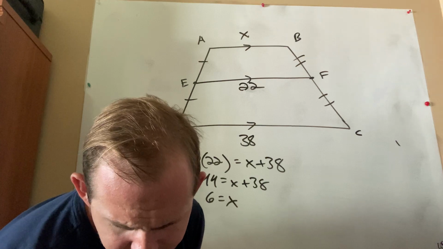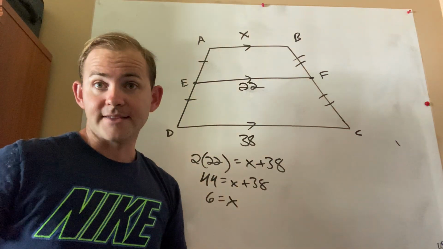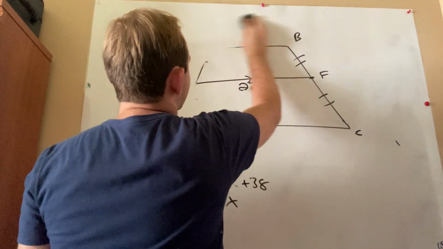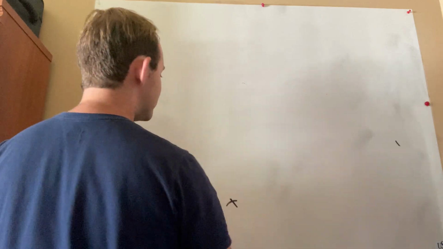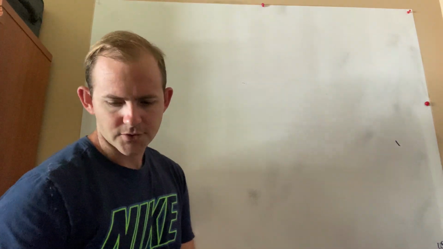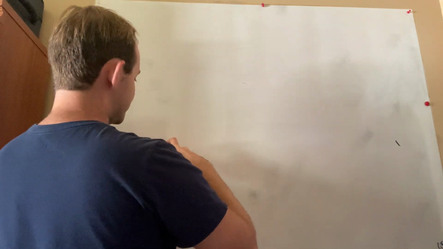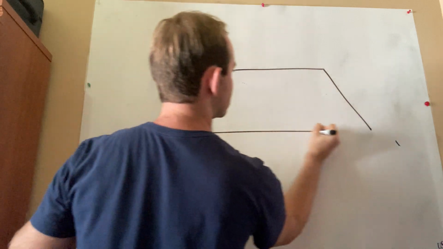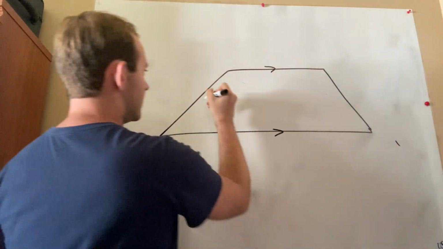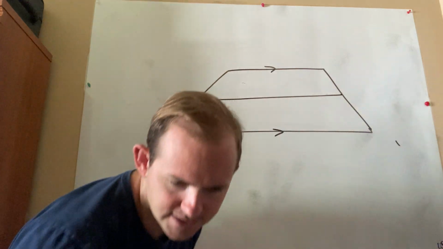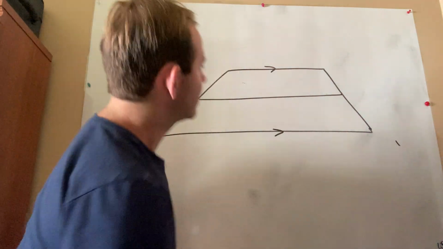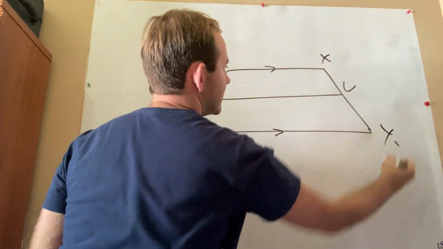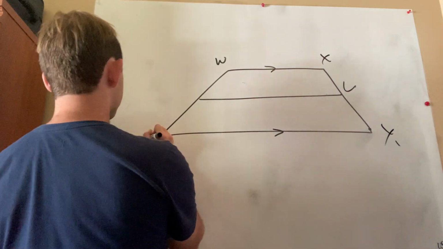Last but not least, let's take a look at what this might look like algebraically, all right? And for that, let's take a look together at example number 7. Okay? So this is a slightly different trapezoid. So let me draw that right now. And there's a mid-segment. All right, so that's W, X, V, Y, Z, U.